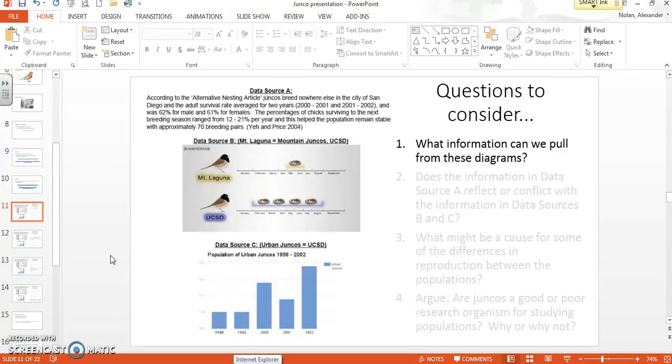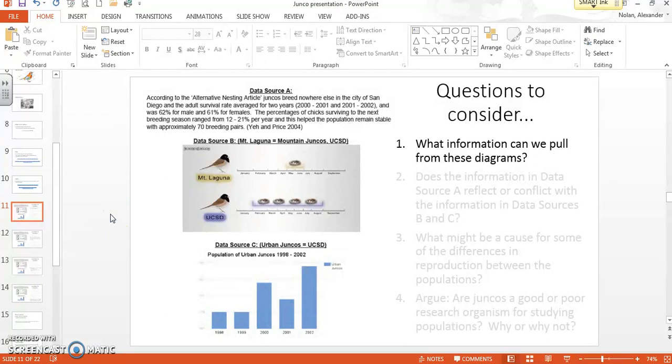And I want us to consider some questions. You've got these data sources that are really 3 different sources of data. We've got one that's written here that talks about what some of the researchers have found out. We've got this breeding season one. We also have some population information about how the size of their population has changed since the late 1990s.